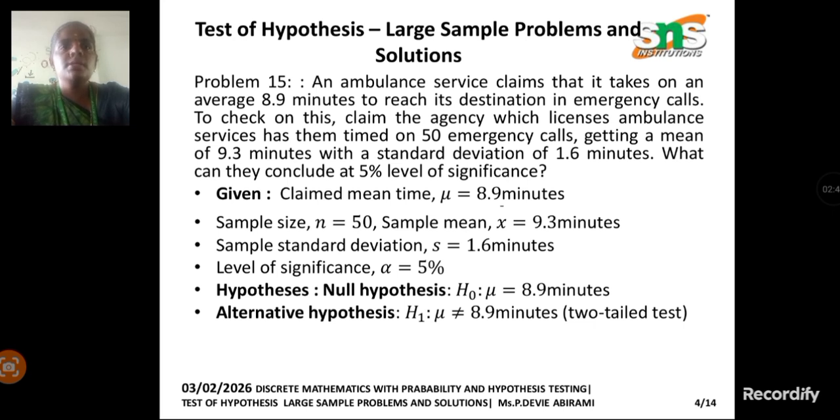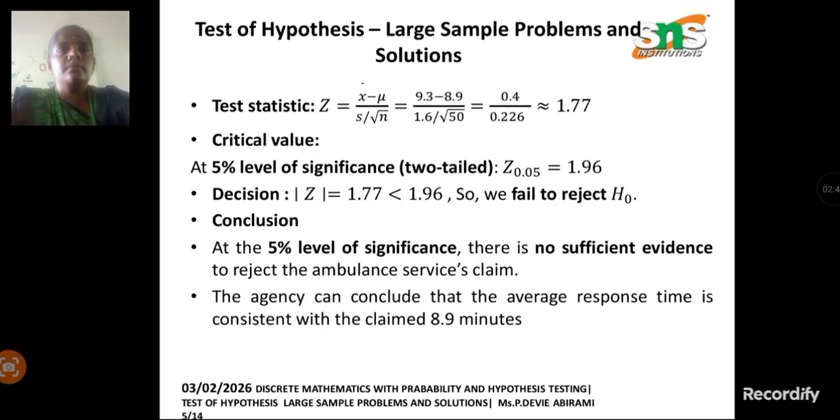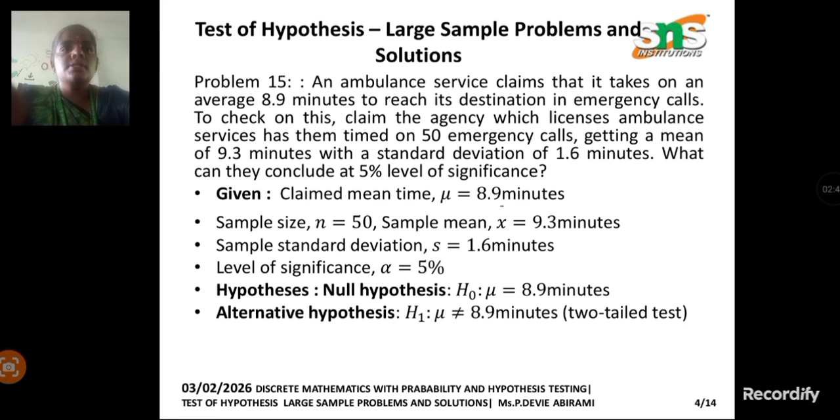And the second problem is: an ambulance service claims that it takes on an average 8.9 minutes, that is x bar is equal to 8.9 minutes, to reach the destination in emergency calls. To check on this claim, the ambulance service has 50 emergency calls. Therefore, the sample size is 50 and the mean time they have given is 9.3. Standard deviation sigma or S is 1.6 minutes. What can they conclude at 5% level of significance?